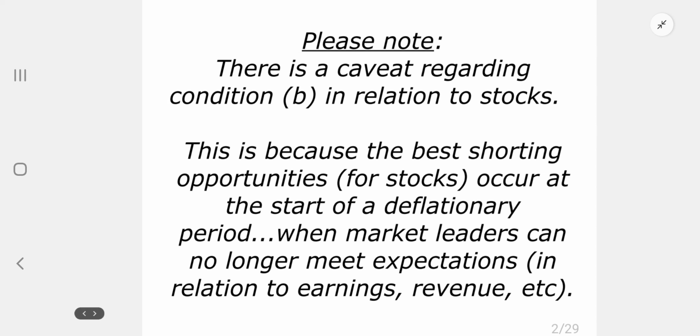Please note, there is a caveat regarding condition B in relation to stocks. This is because the best shorting opportunities for stocks occur at the start of a deflationary period when market leaders can no longer meet expectations in relation to earnings, revenue, etc.